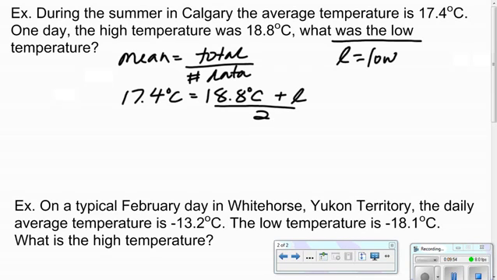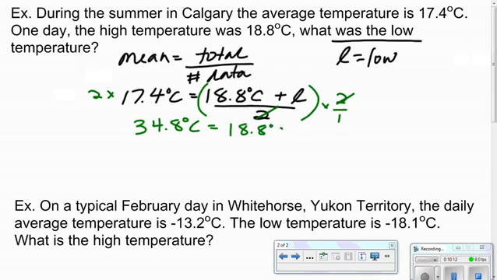So now we need to work backwards to figure out what L is. So I am going to times by 2. Then we get 34.8 degrees Celsius is equal to 18.8 degrees Celsius plus the low. Minus 18.8 on both sides. And so the low temperature we get is exactly 16 degrees Celsius.